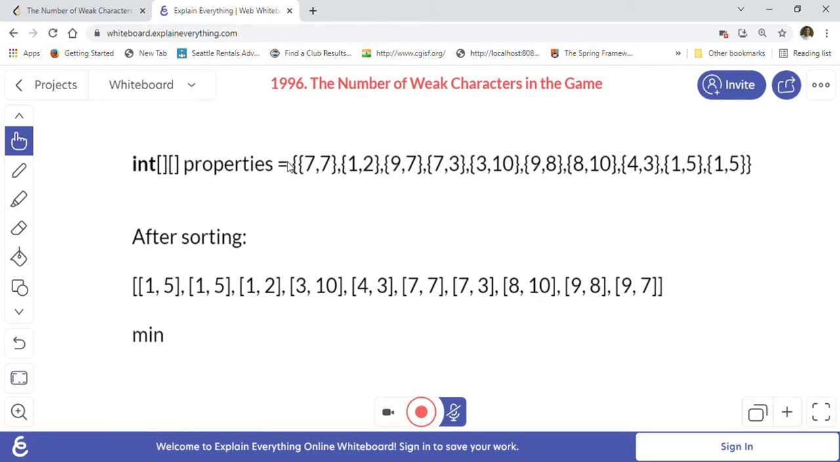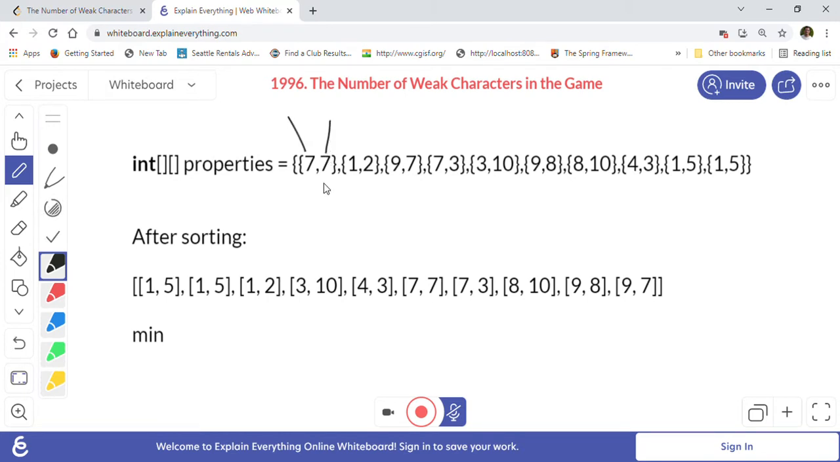I took another example here for discussion. So as you know the first one is attack and the second one is defense, right? So this is what the pair makes, right? The character, and this is a character. Similarly for the second character, this is attack and this is defense, right?